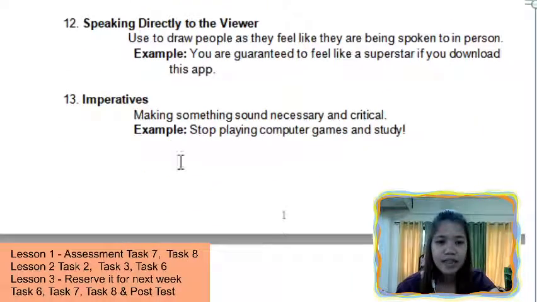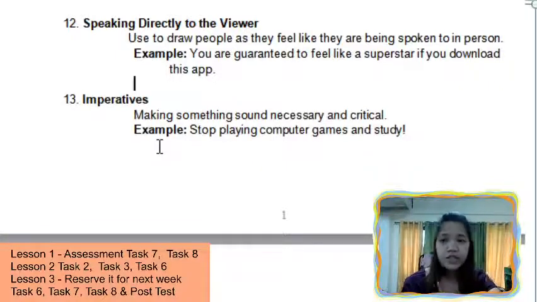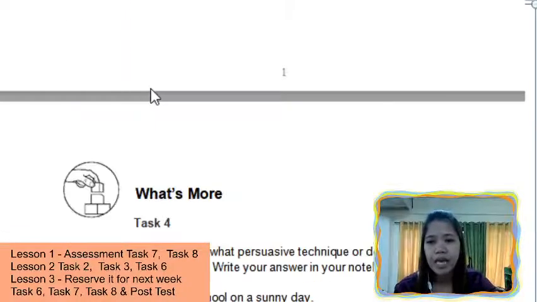And the last one is imperative. Imperative means agbabaon. You're making a change. It's a command. Imperative has two types. It's either a command or a request. So making something sound necessary and critical. For example, stop playing computer games and study. Okay?